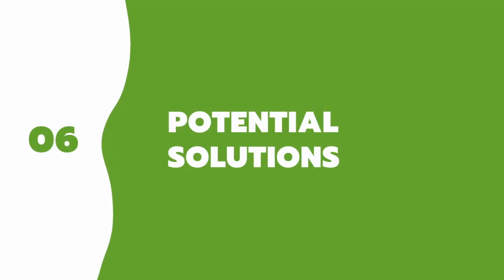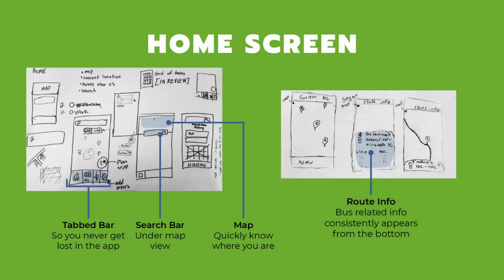With all this information, we began to look into possible solutions to the problems we identified within the app. For the home screen, we decided to implement a map, a search bar, and a tab bar for convenience. Our goal was to provide users quick access to their frequently used functions.